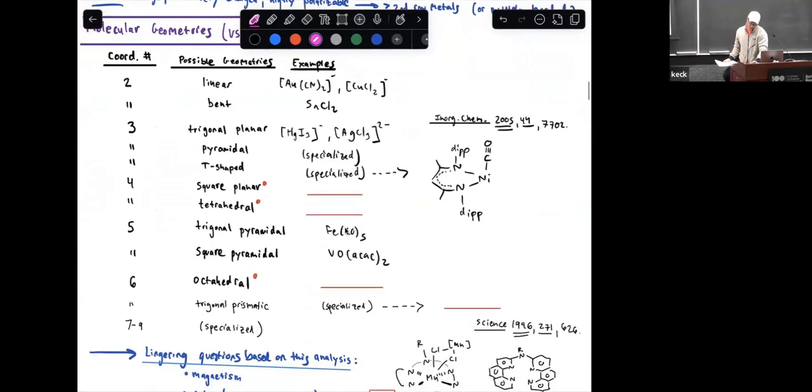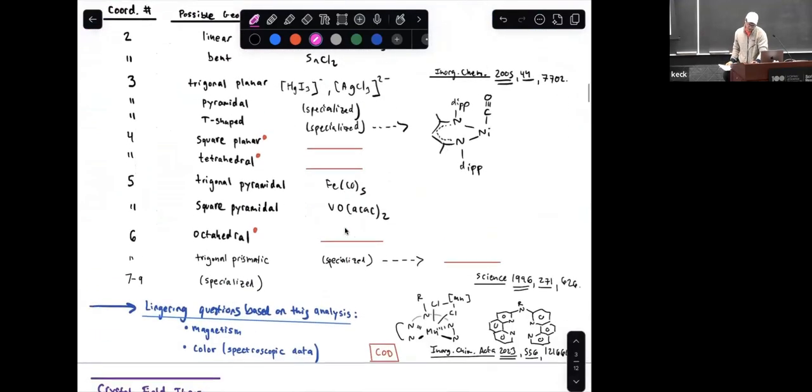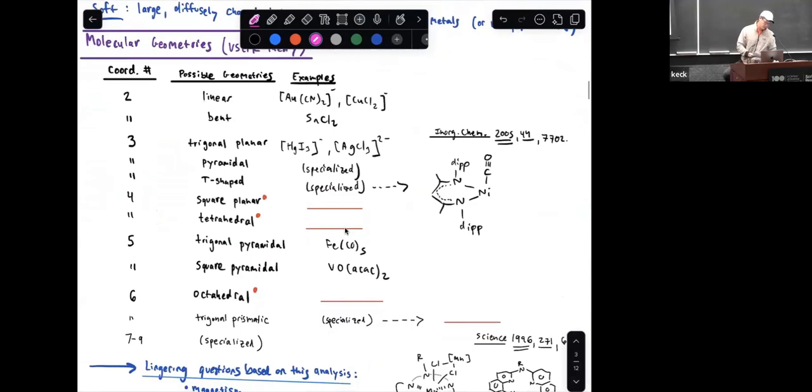Okay, let me just get through this last table, and this will be a natural stopping point here.